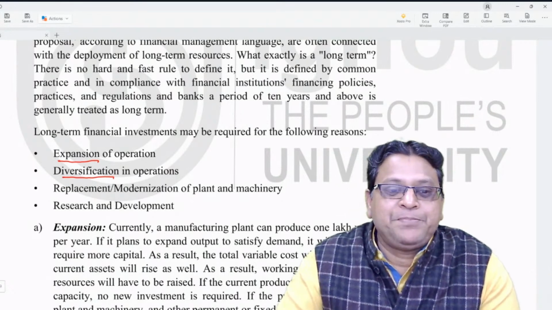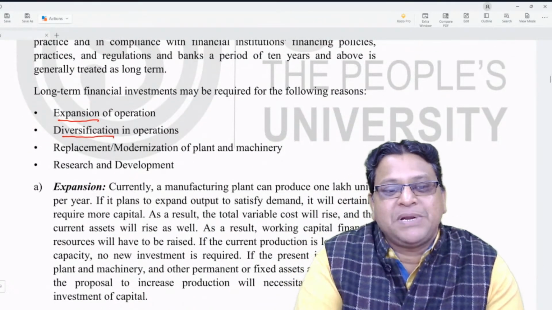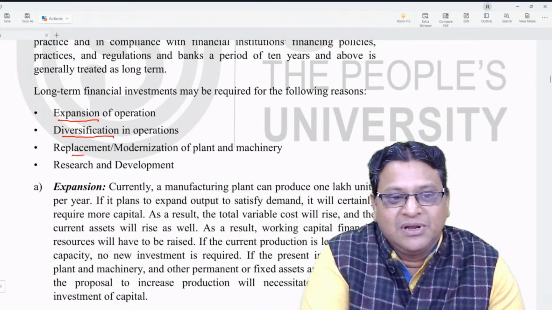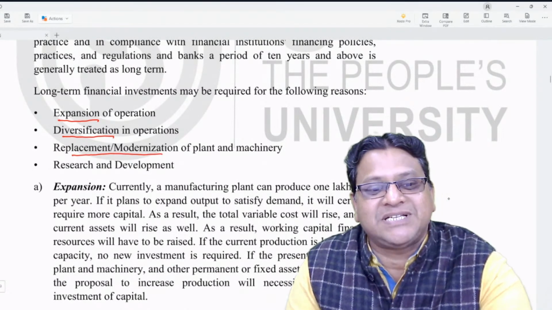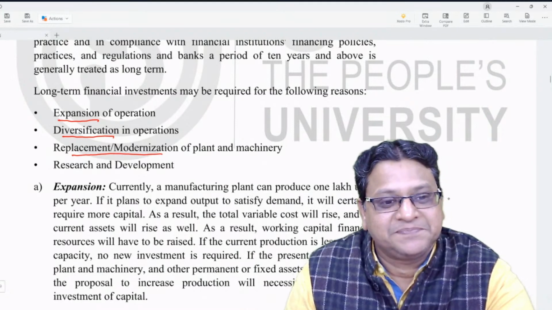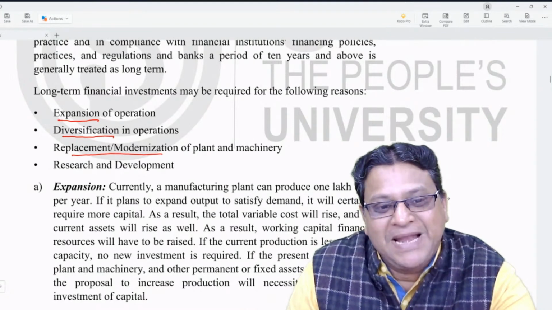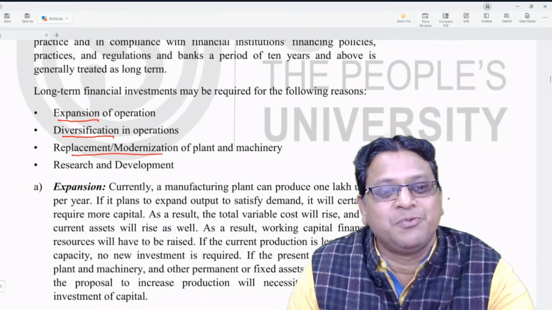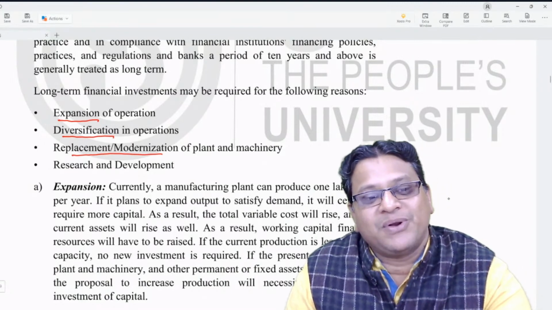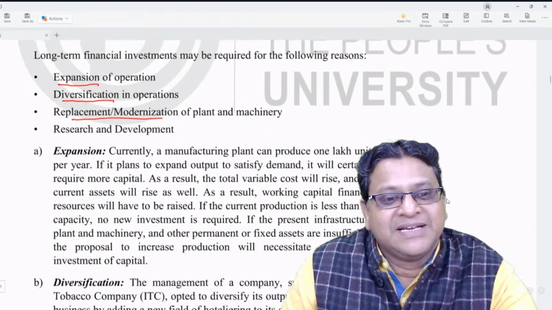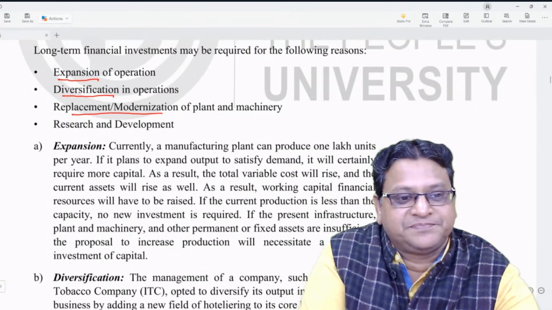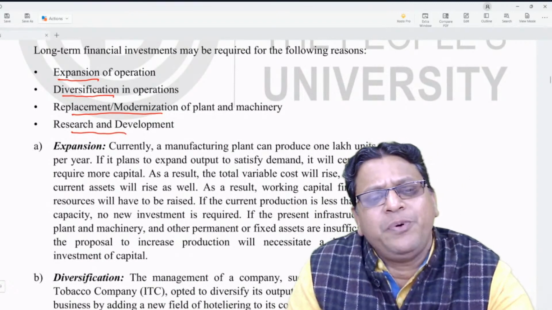Then replacement decision. What is a replacement decision or modernization decision? You want to change your old machinery with new machinery. You want to replace old plant with new plant. That is a modernization decision. Then research and development decisions. You want to innovate some new product.